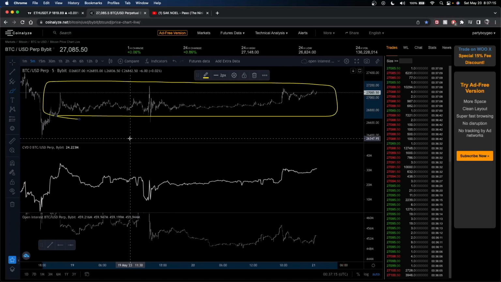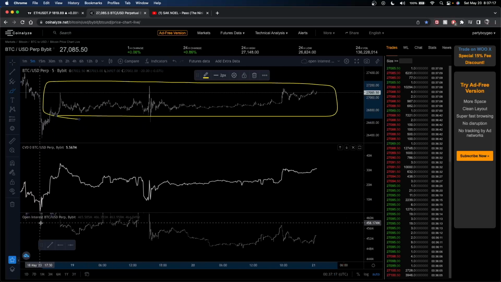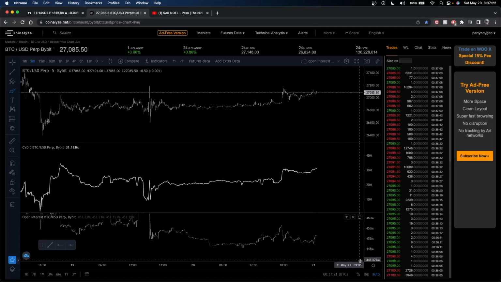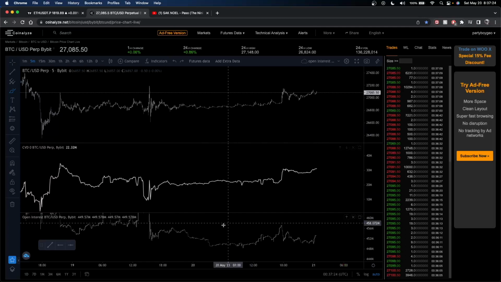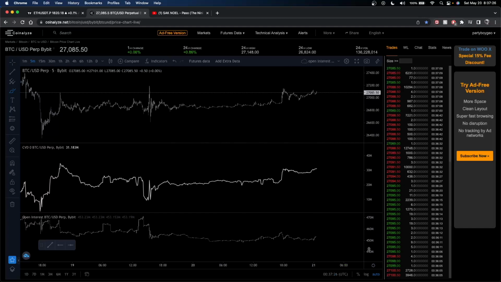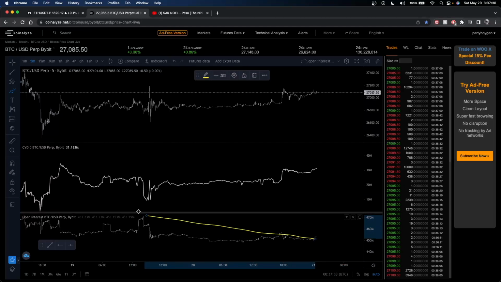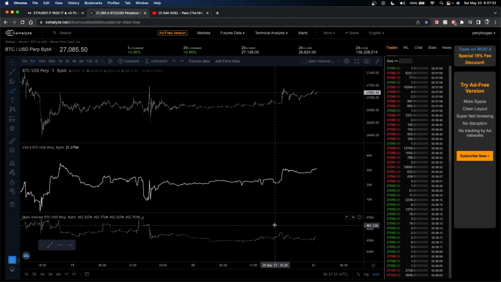Now, to make it a little bit juicier for you, we have something called open interest. Open interest, similar to CVD, we don't care about the numbers on the right. What we care about is its previous point in time. So from this peak, open interest has been decreasing over time. What does that mean? Open interest is the commitment of traders. Okay? It's the commitment of traders.